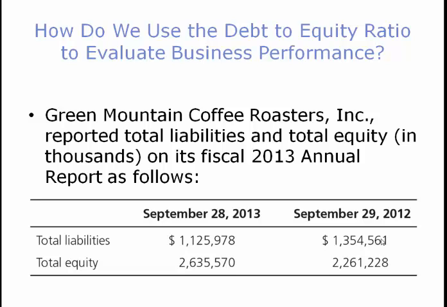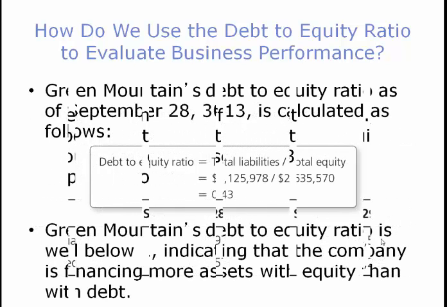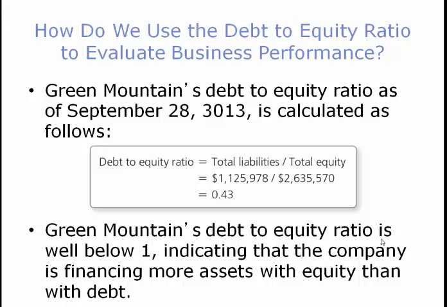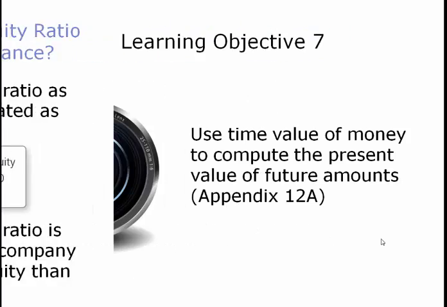And it gives you an idea. When you look at debt, it's actually total liabilities, and you can look at it for 2013 and 2014. What you find is for 2013, it's 0.43. That means they're financing a whole lot more of their assets with equity than they are with debt. Good thing for financing.